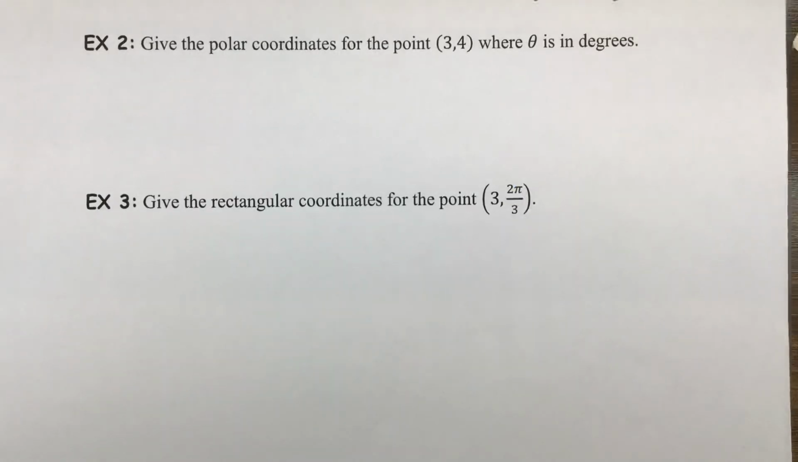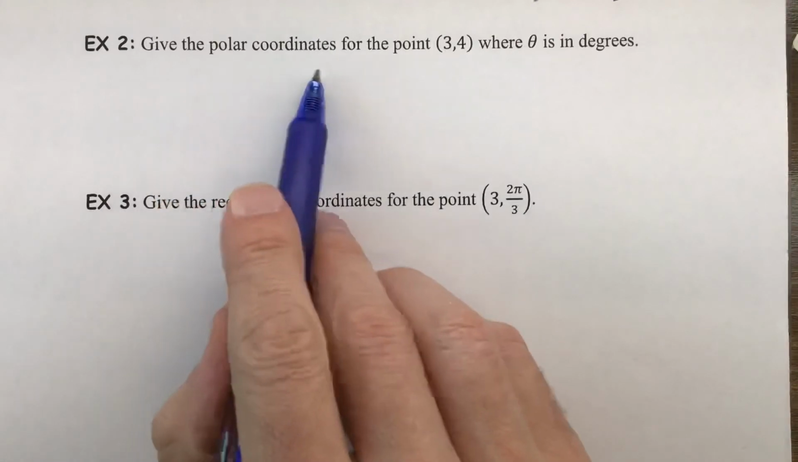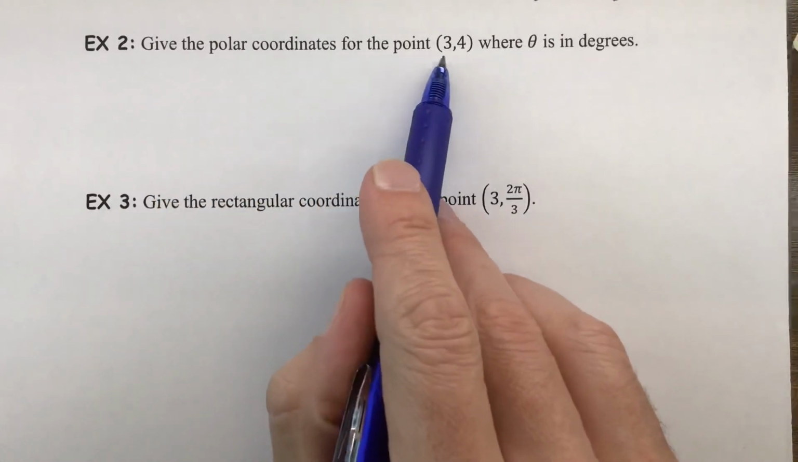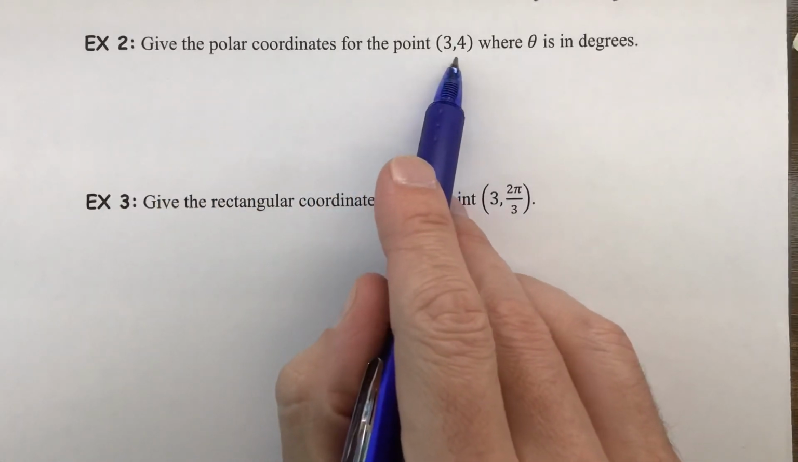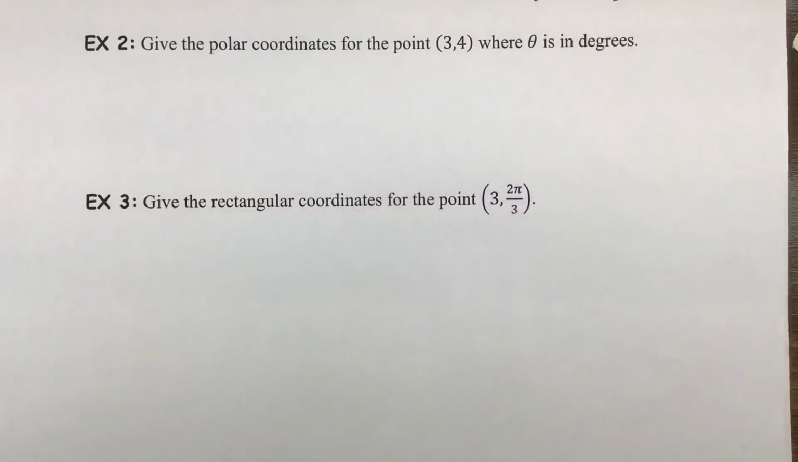All right, so let's go ahead and apply these conversions here. For example 2, we're going to give the polar coordinates for a rectangular coordinate, so that'd be an x and y. That would be (3, 4), and theta is going to be in degrees. We're going to make sure it's in degrees for this problem.